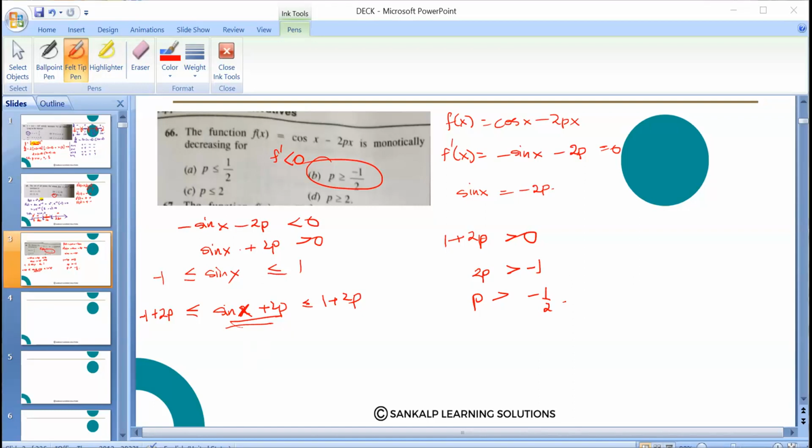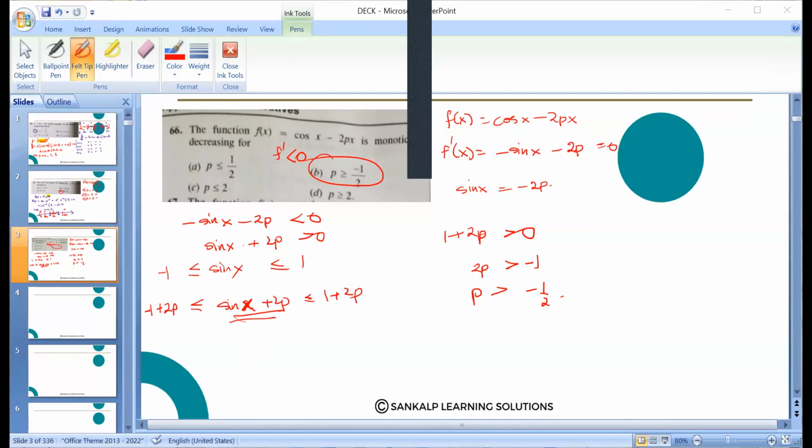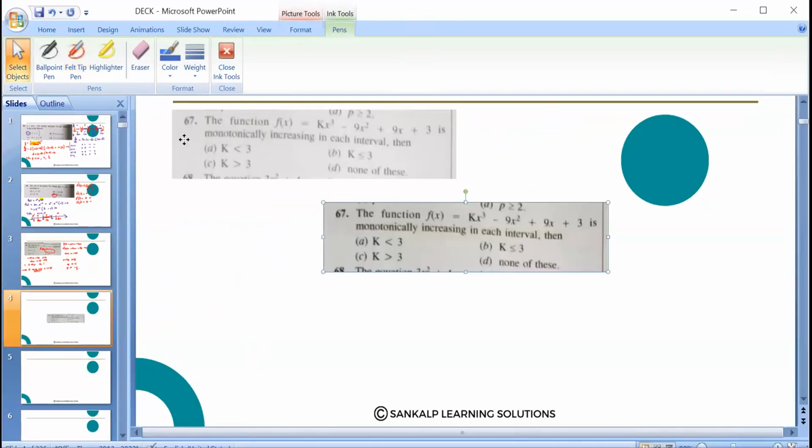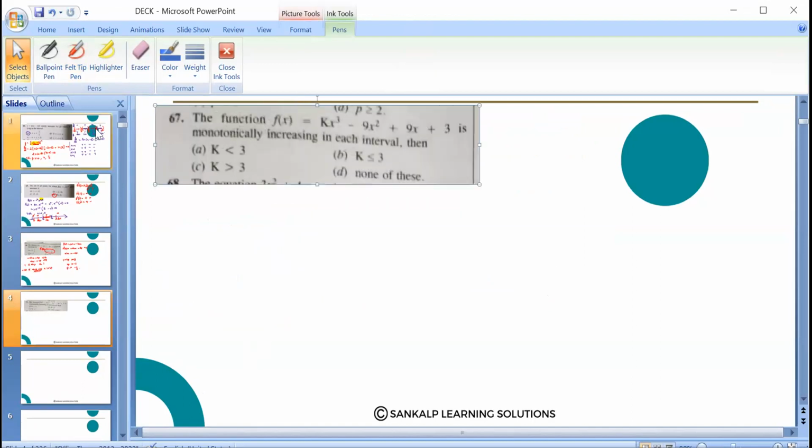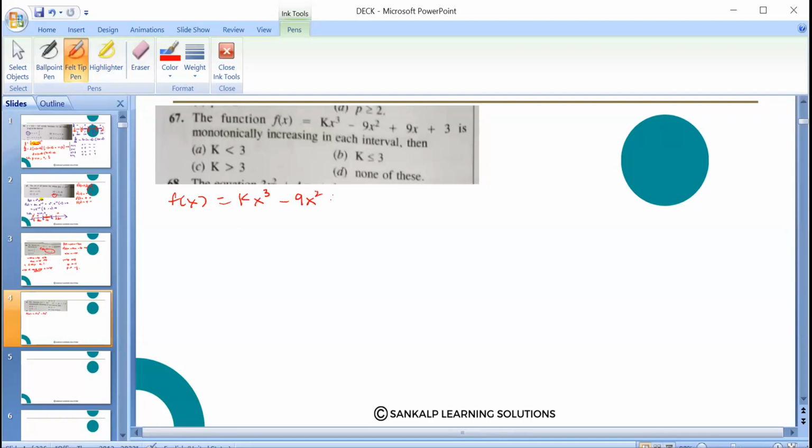Next, we'll go to 67. The function kx cube minus 9x square plus 9x plus 3 is increasing. So you take the function kx cube minus 9x square plus 9x plus 3. Find the derivative of the function: 3kx square minus 18x plus 9. Take 3 common: kx square minus 6x plus 3.